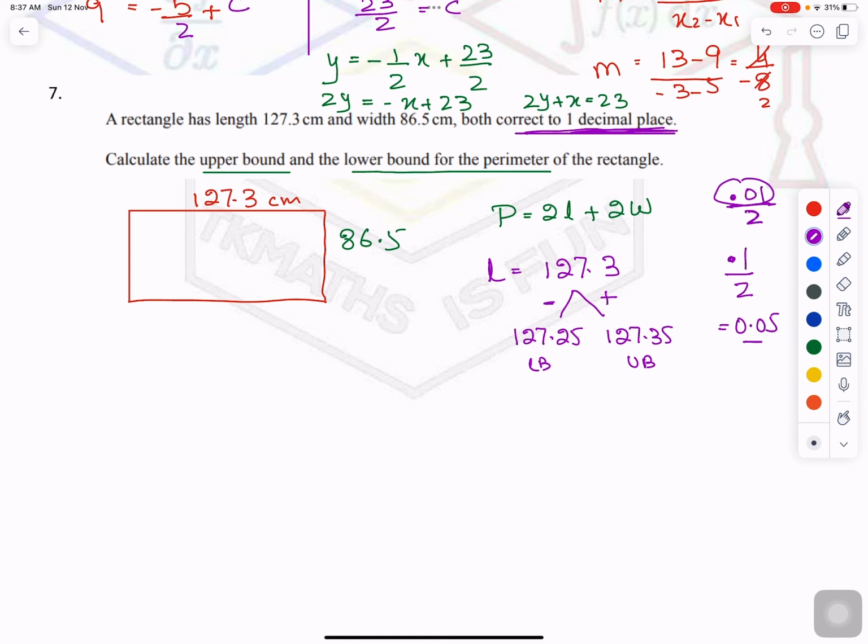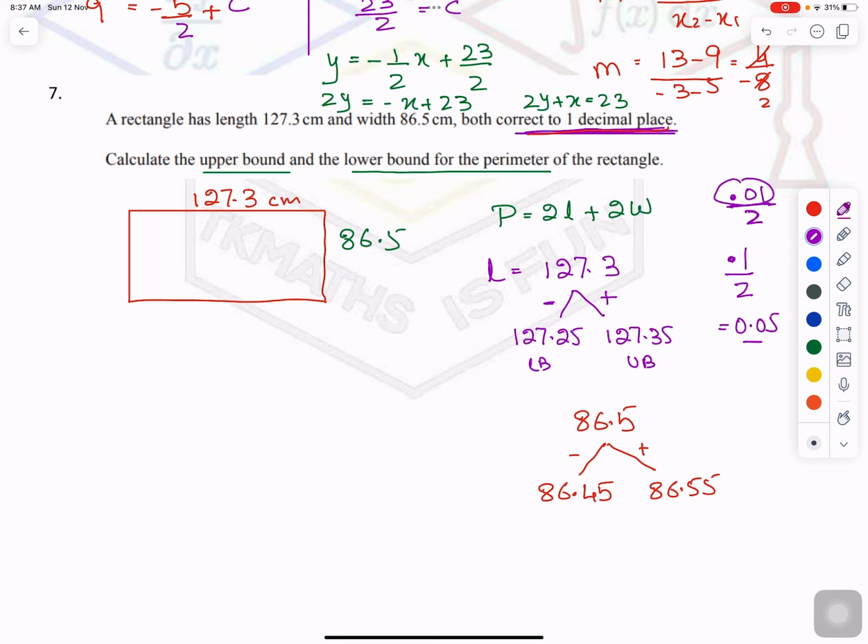Now let me take the width here. Width is 86.5. I have to get the upper and lower bound of it. Because it is the same 1 decimal place, so I will add and subtract 0.05. Sometimes it is different, okay? So be very careful. So what will it become? 86.45. And when I add, it will become 86.55.